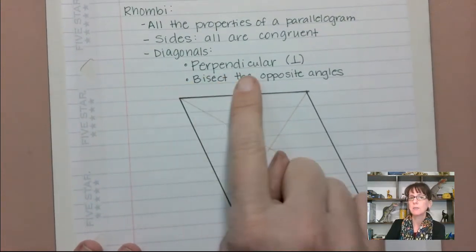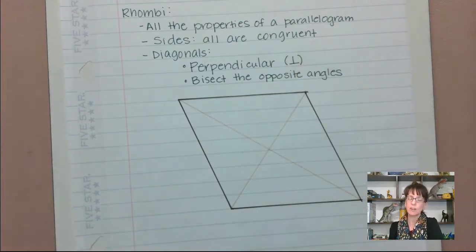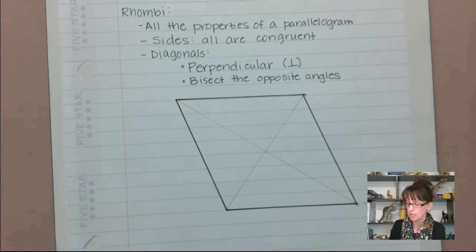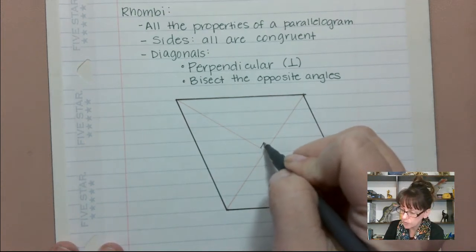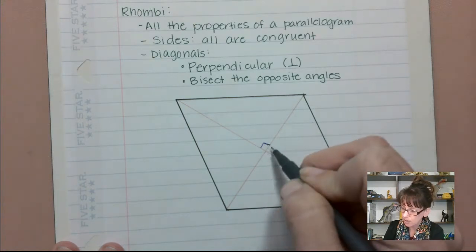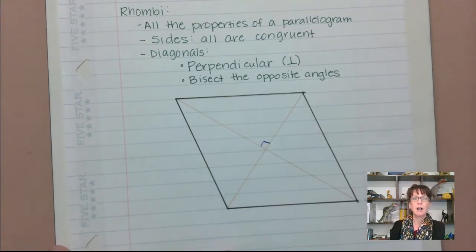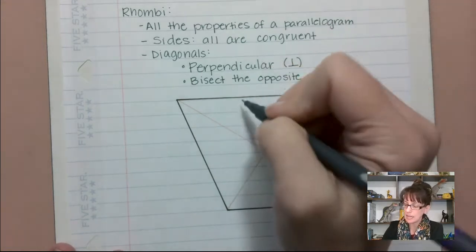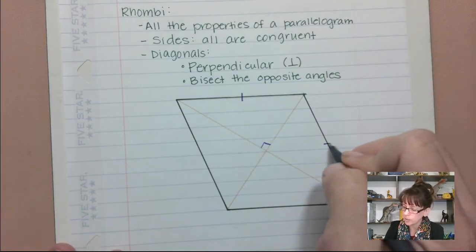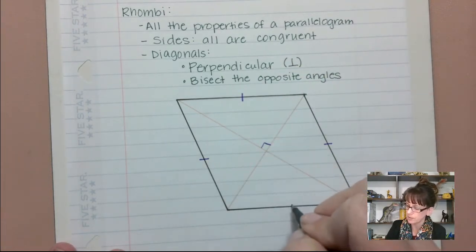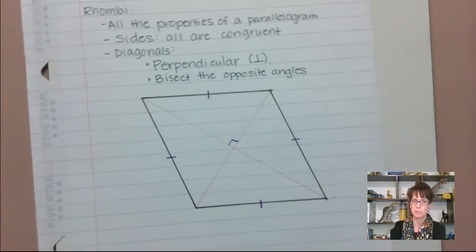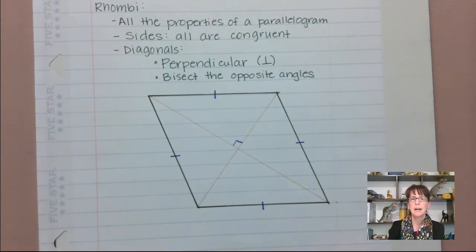Our diagonals are going to be perpendicular. That upside down T there is the shorthand for perpendicular. And remember, perpendicular means 90-degree angles. So these right in here are going to create 90-degree angles, all of those all the way around. The other thing is, the sides are all congruent. So when we go to draw, I drew a very large rhombus here, but you can probably draw a smaller one in your notebook.